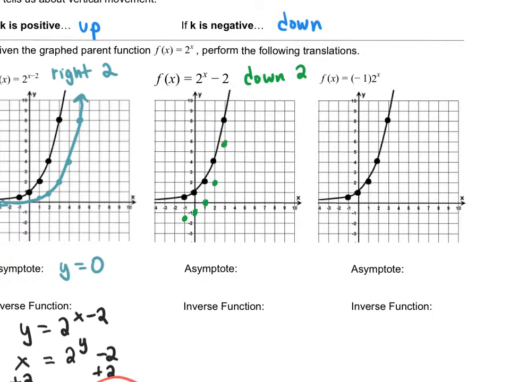Just moving all the y values down 2. Connect my curve, something like that. But now the big thing is, it has moved the asymptote down. The asymptote used to be at 0, but by shifting it down by 2, the horizontal asymptote is now y equals negative 2. And that k is really what drives what your asymptote is.